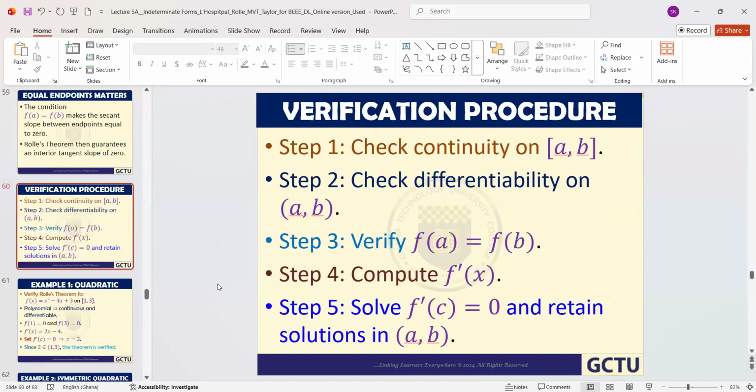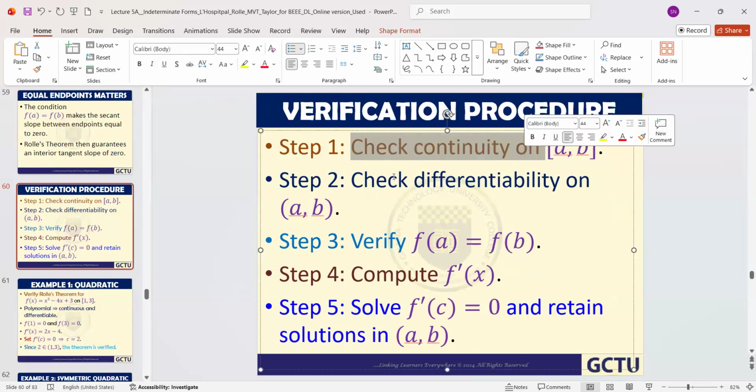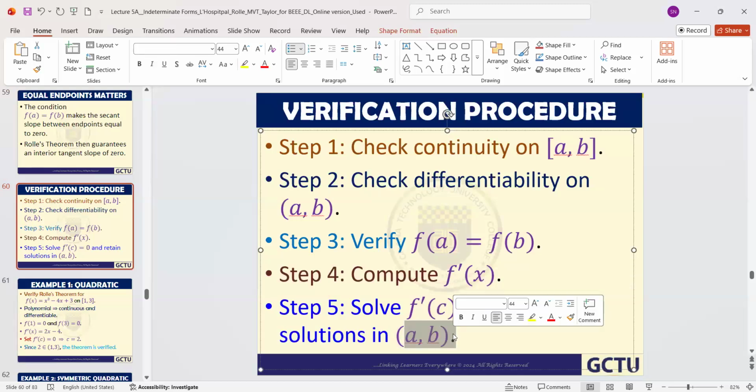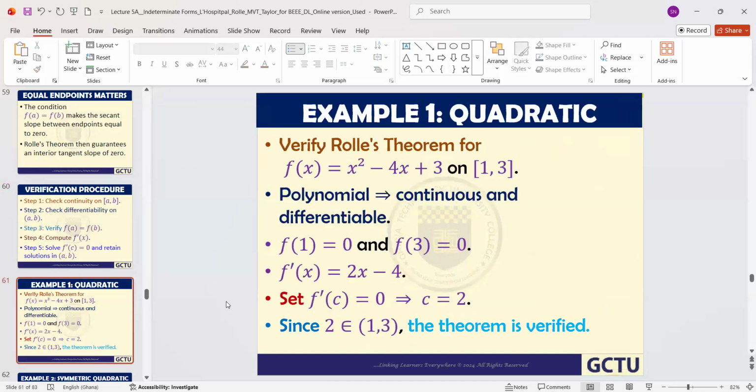Let's take a question and then we will understand all this. So check for continuity, check differentiability, verify the endpoints, differentiate the function, substitute the point into the differential, and make sure it is within the interval. Okay, so please, if you want to solve Rolle's theorem, these five steps you must do. So let's take an example. Verify Rolle's theorem for x squared minus 4x plus 3, a quadratic equation. And then these are the interval.